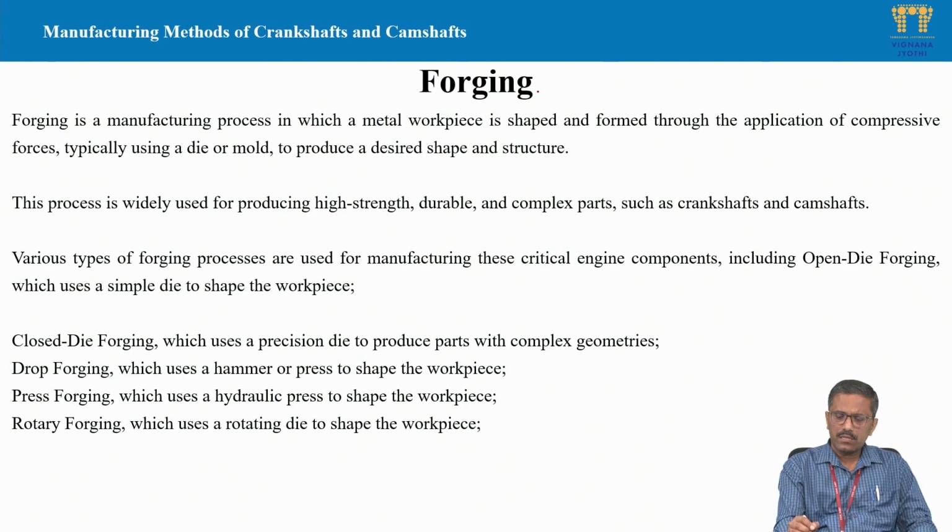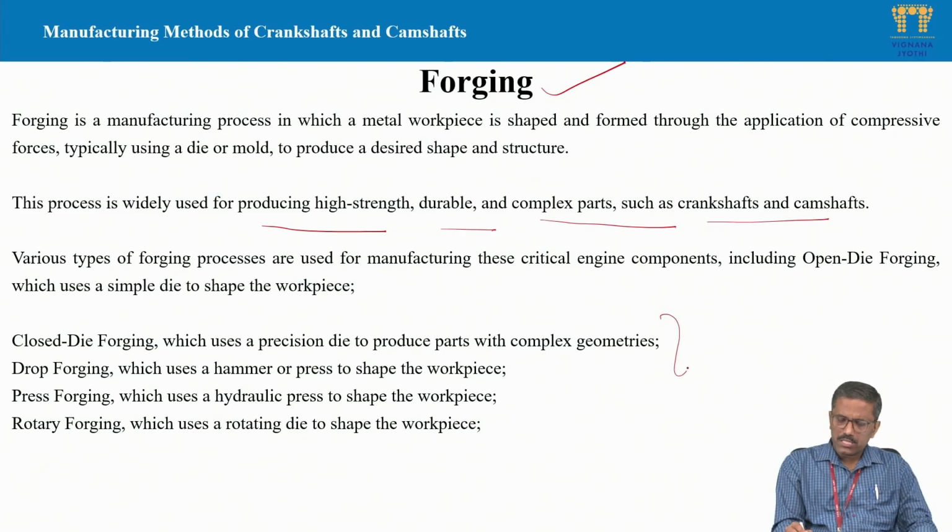The next method mostly used is forging, where the heated billet is placed between two dies, and then we apply forces so that we get the desired shape. This process is used for producing high strength, more durable and complex parts such as the crankshaft and camshaft. There are various processes involved. Mostly we use the closed die forging process, where we use a precision die to produce parts with complex geometries.